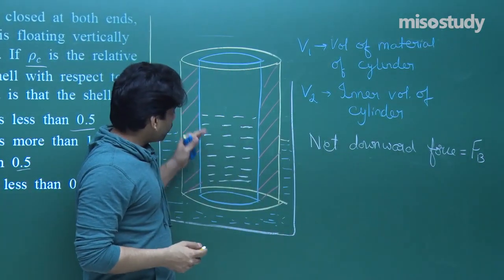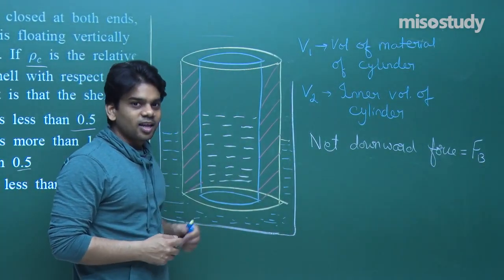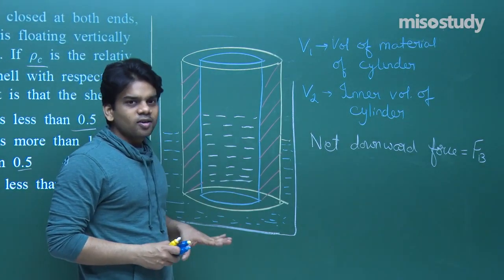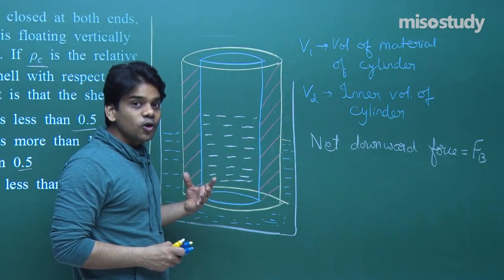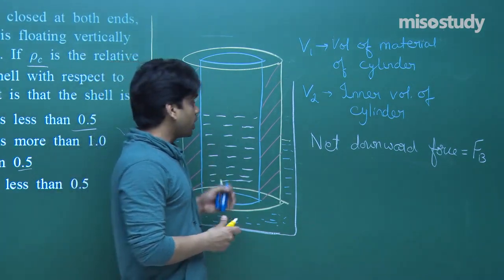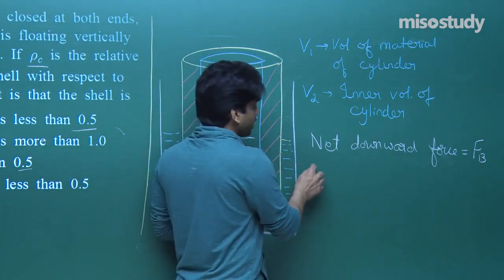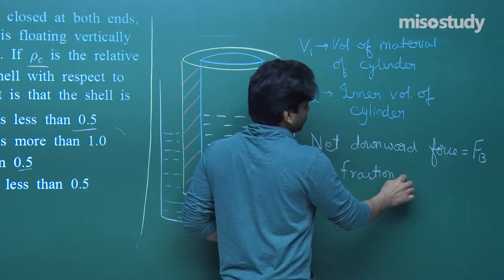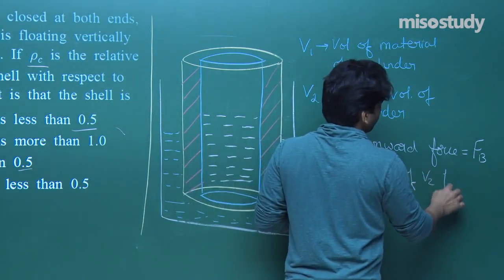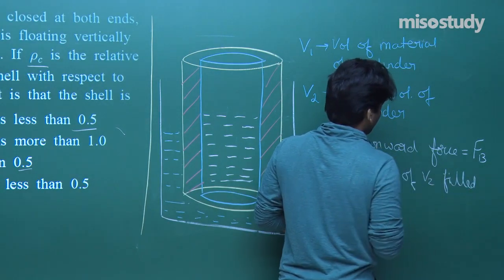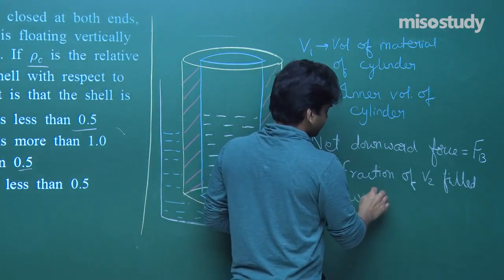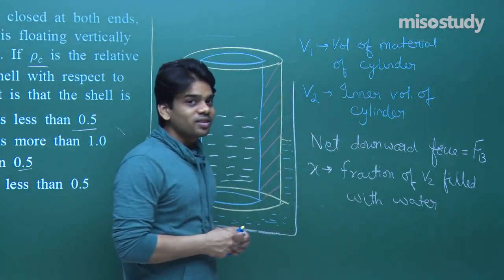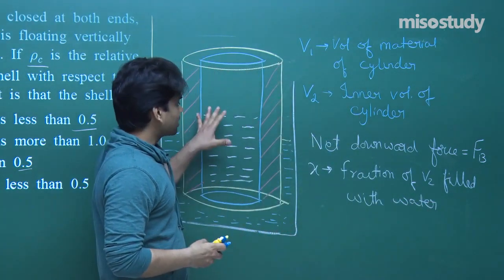The downward force would be acting along the downward direction. Now see, let's say a fraction x of the inner volume is submerged, that is, filled with water. I'm sorry, that is filled with water. X is a fraction of V2 filled with water. You will understand as I elaborate. So x into V2 will be the volume of water that's contained in it.